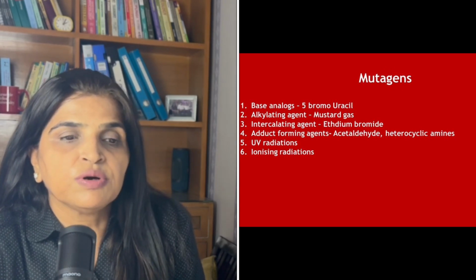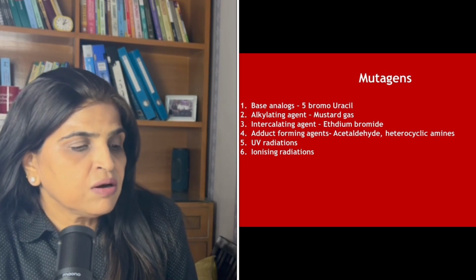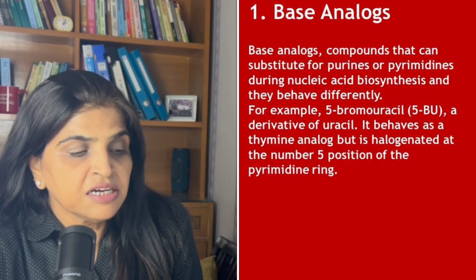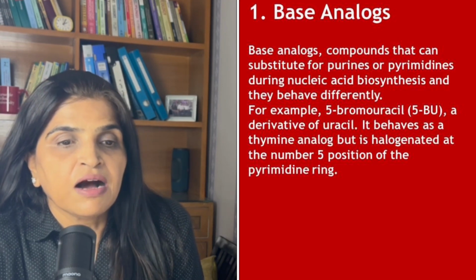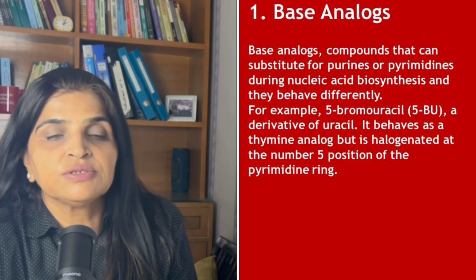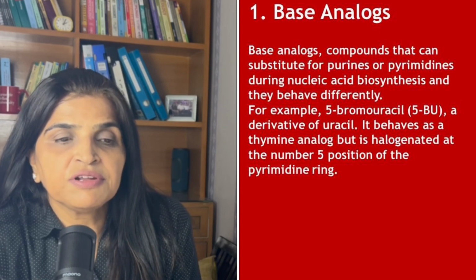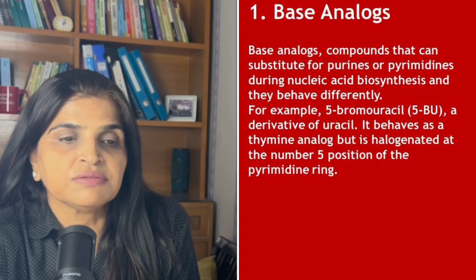So first we talk about the base analogs. So what are base analogs? Base analogs are basically the substitutes for purines and pyrimidines during nucleotide biosynthesis, and they behave differently. I said that they are usually halogen derivatives.